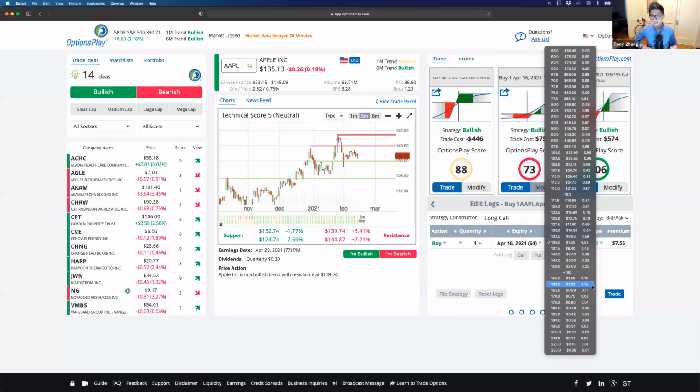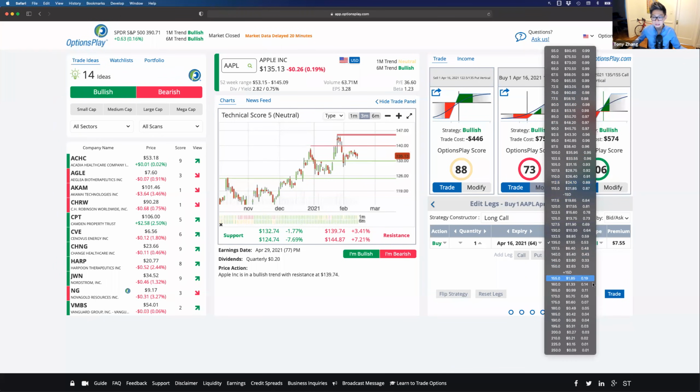There's another aspect of Delta that for those of you that are new, you may not be aware of. Delta also gives us a sense for the probability of the option being in the money at expiration. So what that means is that there's a 14% chance that Apple will be above $160 by the April expiration. There is a 96% chance that Apple will be above $102.50 by expiration. There is a 98% chance that the stock will be above $77.50.